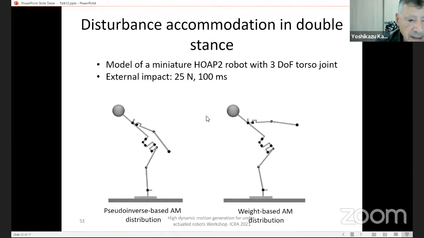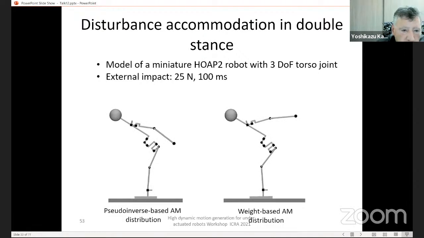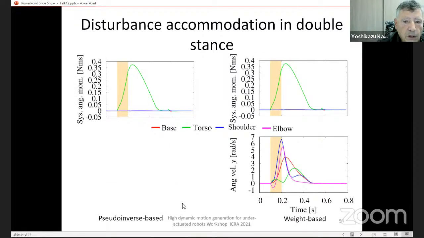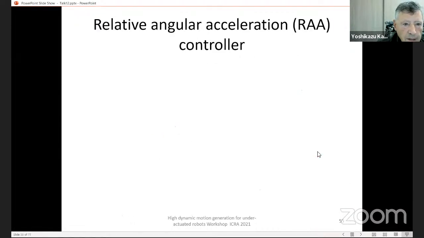And you can see that if you compare pseudo-inverse based angular momentum distribution with weight-based angular momentum distribution, the arm motion is much larger. You can see this also with some graphs. I will go very fast over it.